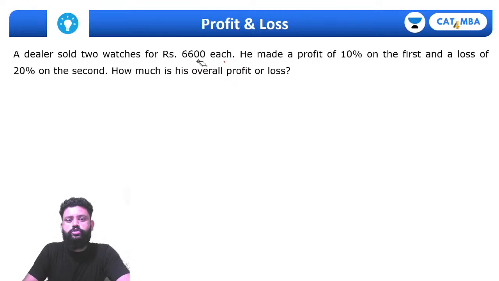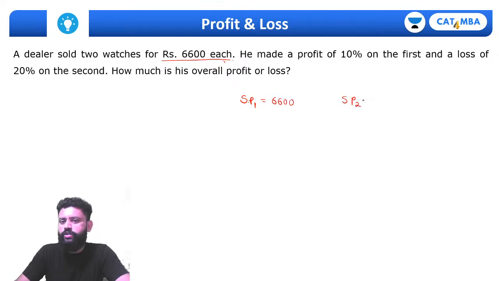तो होपफुली सबने ये पढ़ लिया। So the selling price of the first watch is 6,600 as well as the selling price of the second watch is also 6,600. This is the question. I can surely say all of you can do it with me. That's perfectly fine. मैं कुछ यहाँ पे explain नहीं करने वाला हूँ, तुम्हें खुद समझ में आ जाएगा. First watch, he made a profit of 10%.